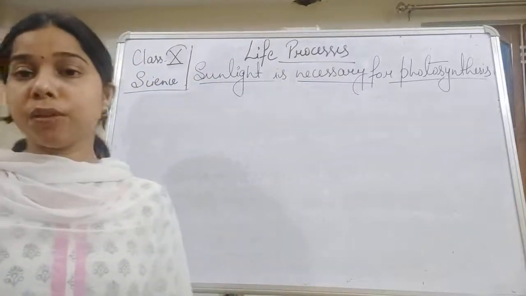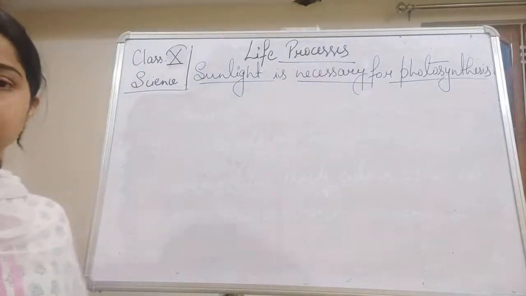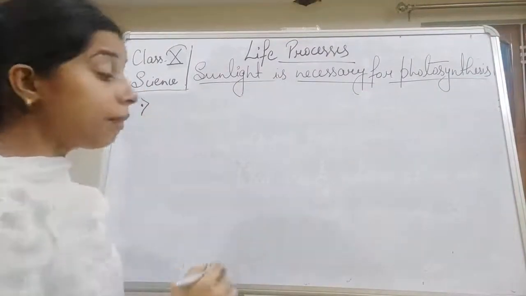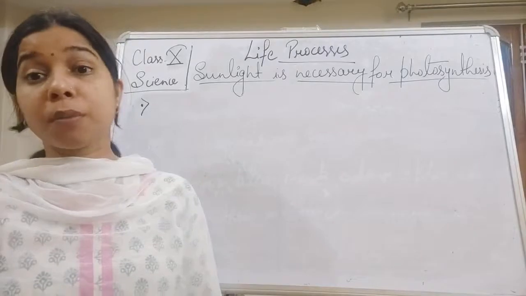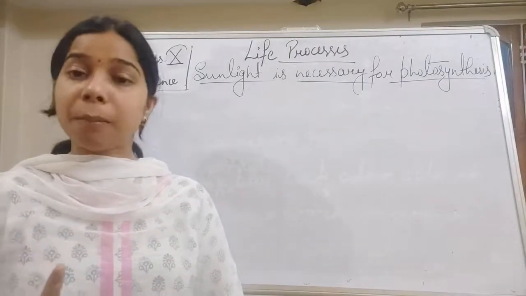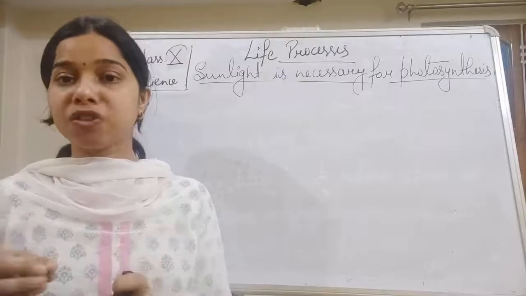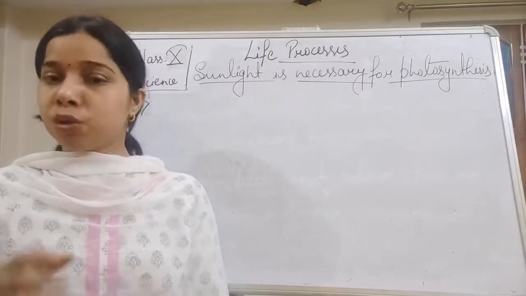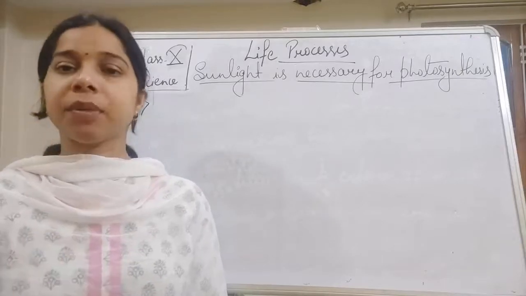For this, students, what are the different points included in this experiment? The first thing that we will do is take a potted plant. We will not pluck any leaf or any plant, but we will take a plant which is planted in a pot.